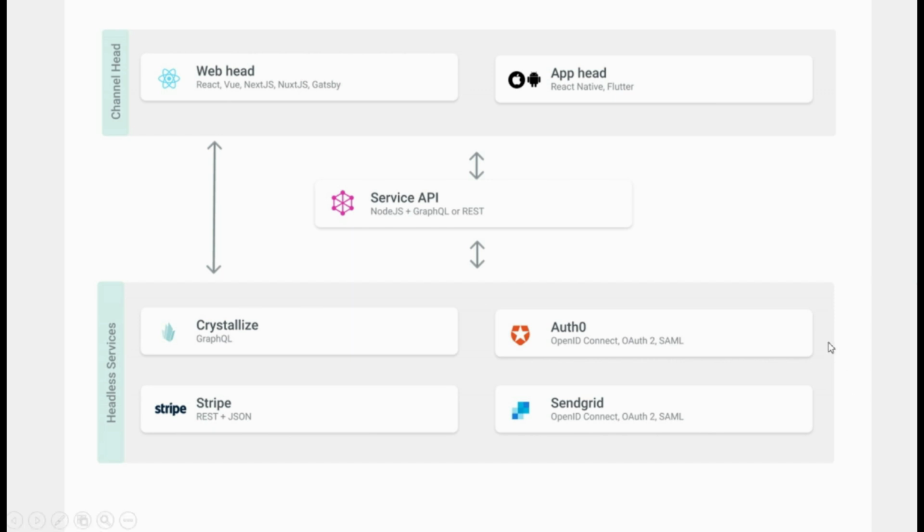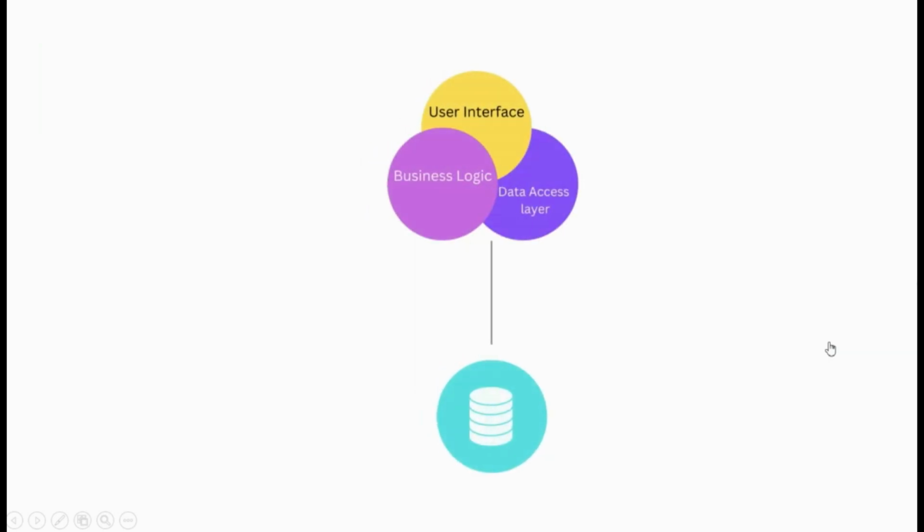This makes it different from the traditional monolithic architecture where all the layers, the user interface layer, business logic layer, and the data access layer, all the layers are tightly coupled.